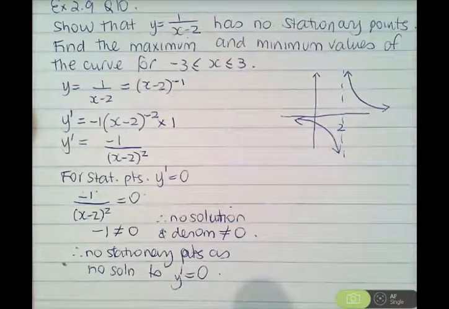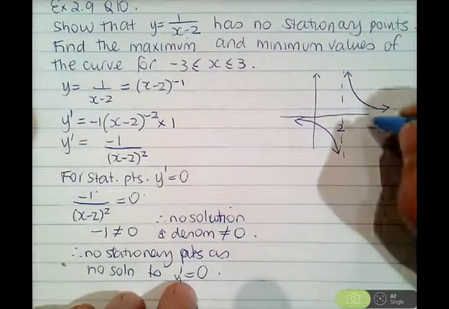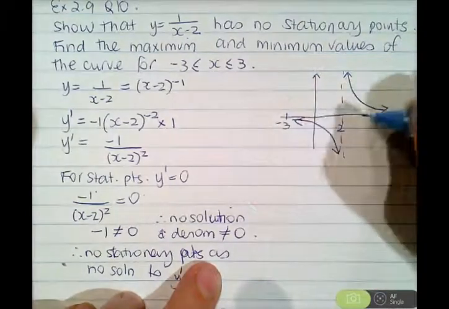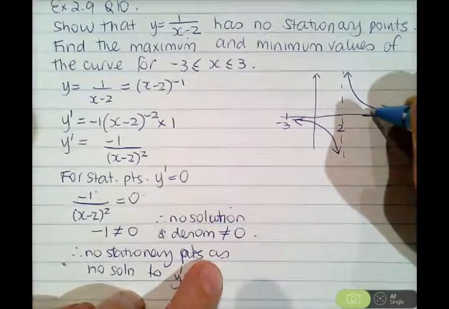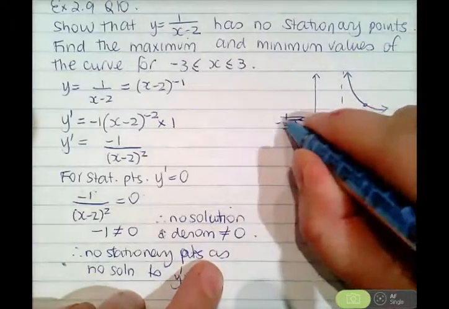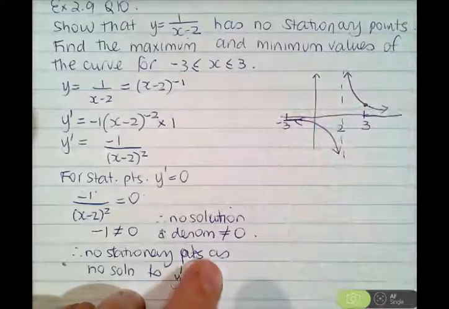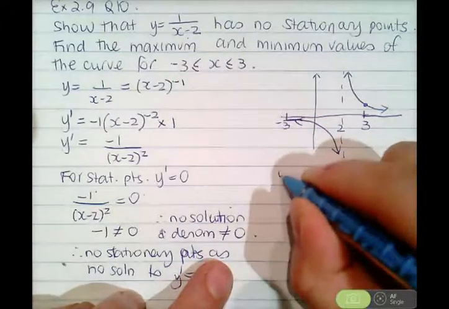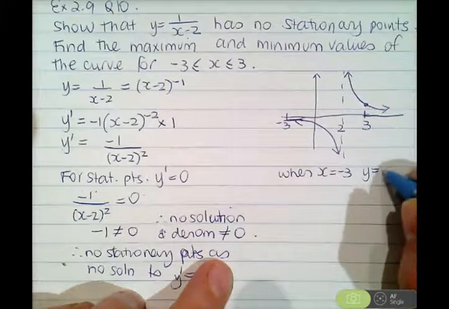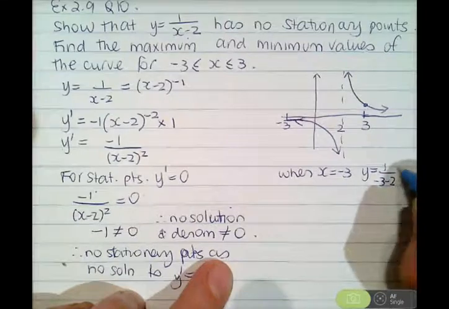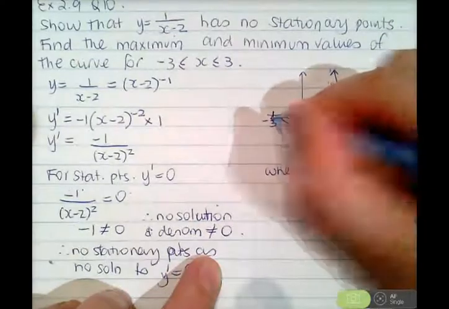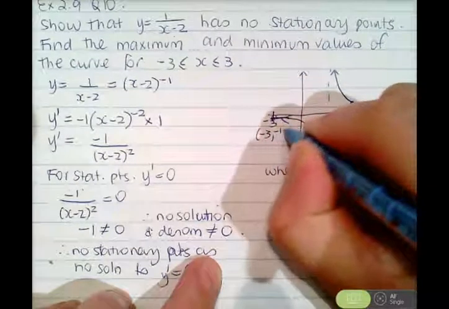Now we have to find the maximum and minimum values of this function, and we just want it between the domain of x is -3 through to x is +3. So x is +3 is about there. We're going to find the y values when x is -3 and when x is +3. When x is -3, y is 1 over -3 minus 2, which is 1 over -5, which is -1/5. So this point here is (-3, -1/5).